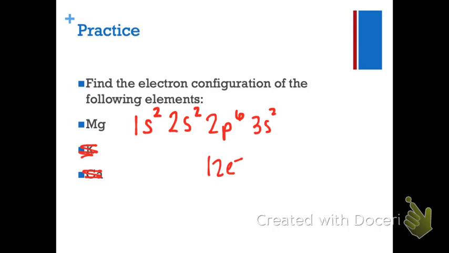Okay? Yeah? How do you know which specific element it is? And it says 3s. How do you know which? Right. Well, how do we know if it's sodium or magnesium? If it were sodium, it would only have 1 electron in that 3s orbital because sodium only needs 11 electrons. Magnesium needs 12. Okay? So let's do, why don't you guys try silicon, Si.